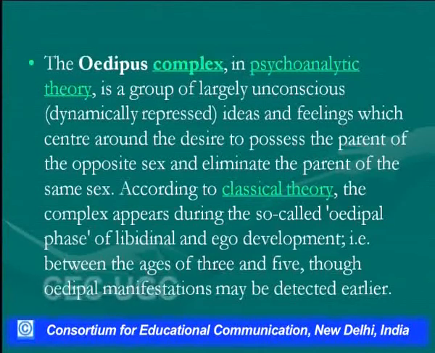The Oedipus complex in psychoanalytic theory is a group of largely unconscious, that is dynamically repressed, ideas and feelings which center around the desire to possess the parent of the opposite sex and eliminate the parent of the same sex. According to classical theory, the complex appears during the so-called phallic phase of libidinal and ego development between the ages of 3 to 5, though the manifestations may be detected earlier.